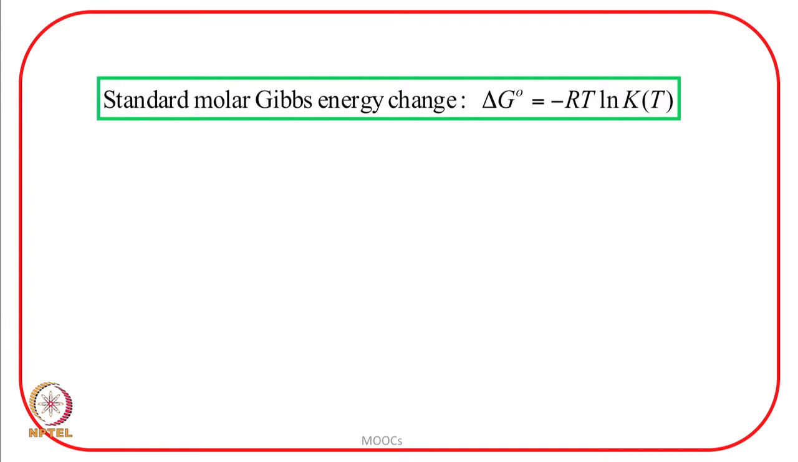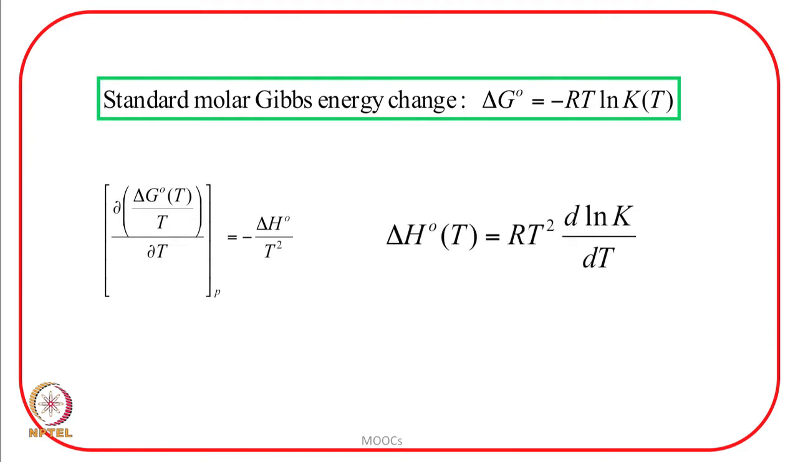Standard molar Gibbs energy can easily be now calculated from the value of K. So, at any temperature I can now get the value of standard reaction Gibbs energy change. And then let us look at this equation, the Van't Hoff equation. We have discussed it many times. Let me show it over here.